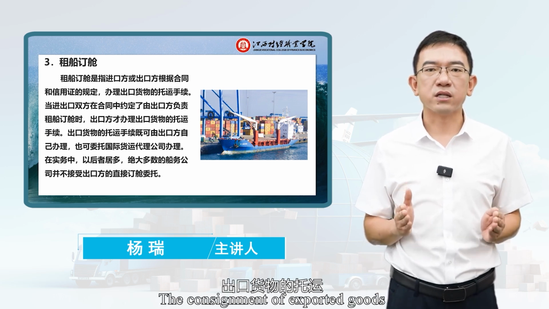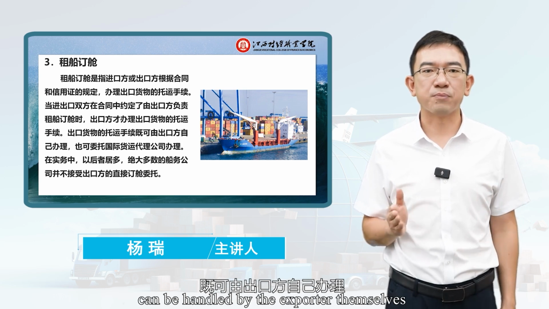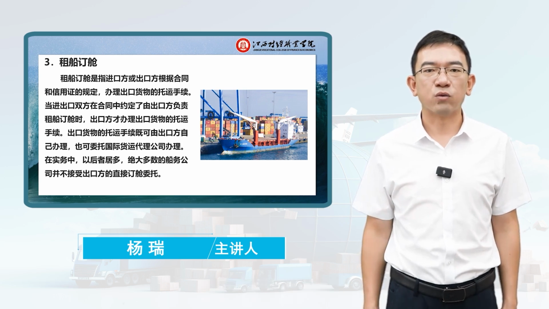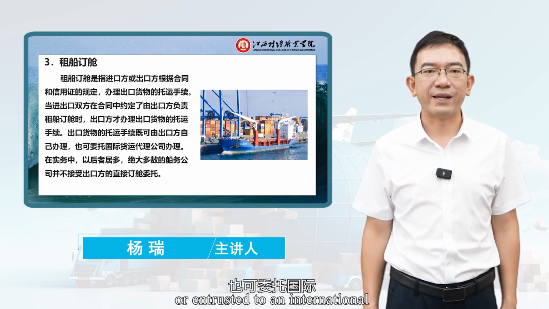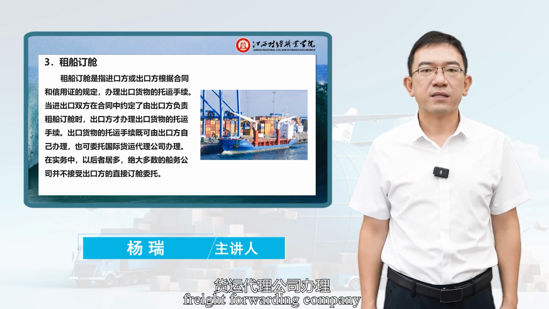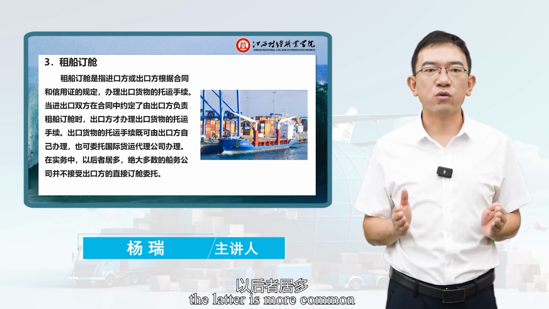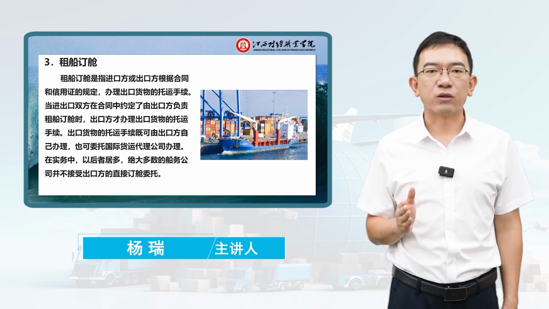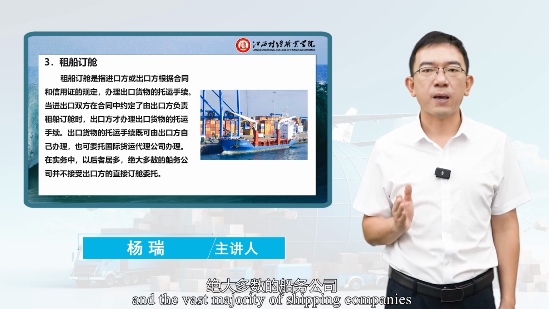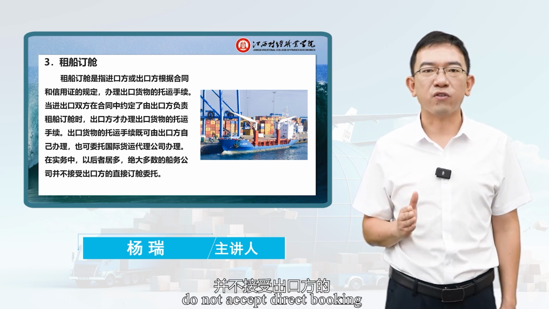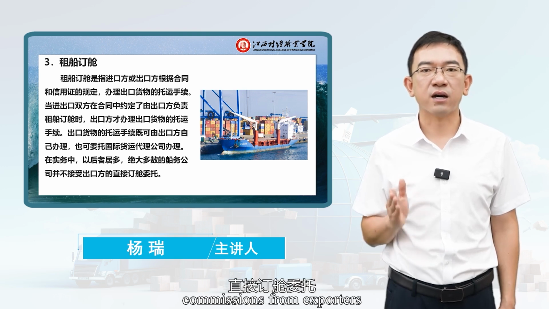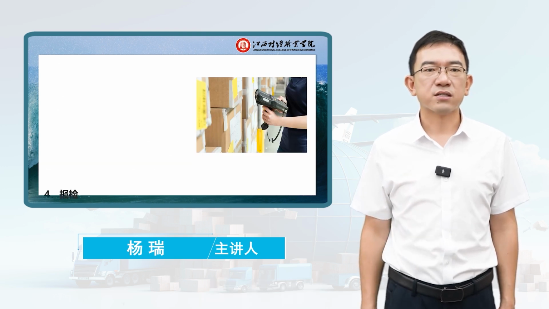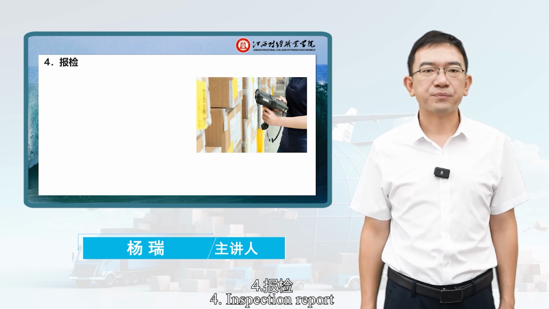The consignment of exported goods can be handled by the exporter themselves or entrusted to an international freight forwarding company. In practice, the latter is more common, and the vast majority of shipping companies do not accept direct booking commissions from exporters.